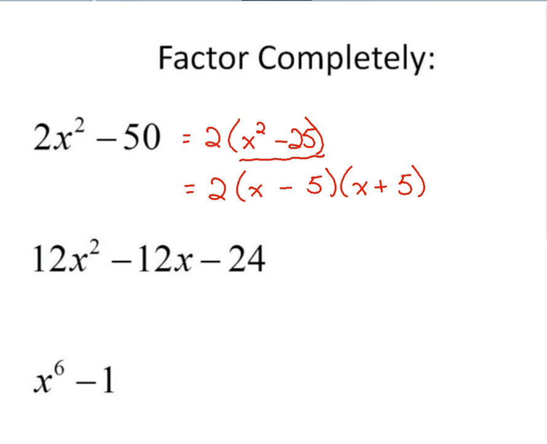So on the second one, you got 12x squared minus 12x minus 24. Is there a greatest common factor between those three terms? Largest number that goes into all those. What is it? 12. So you take a 12 out. 12 goes into this first term, you've got x squared left. 12 goes into the second term, you've got minus 1x left. 12 goes into this last term, you've got minus 2.